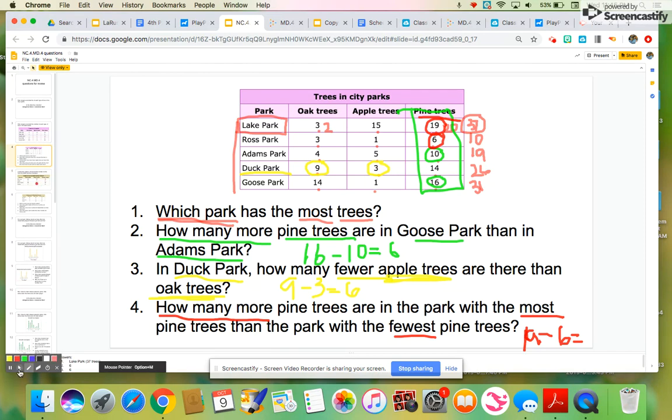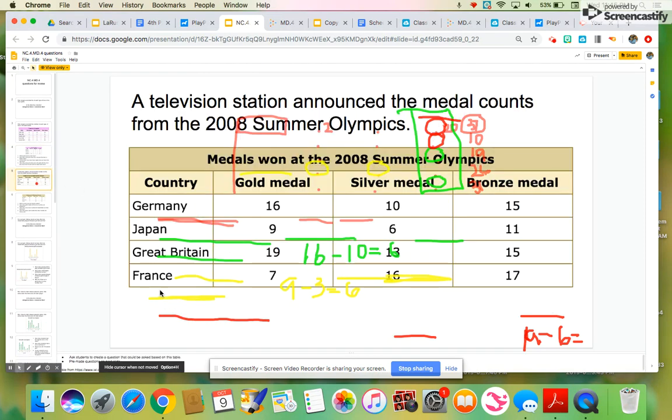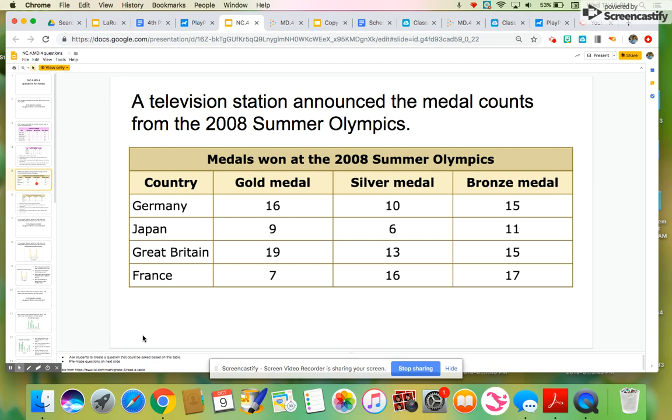All right, let's look at another chart. And this one talks about a television station that announced the medal counts from the 2008 Summer Olympics. So we have 4 countries here and the number of medals that they earned in the Summer Olympics.